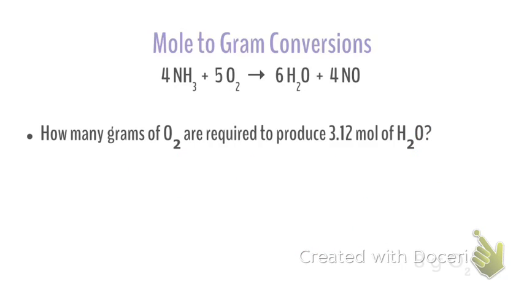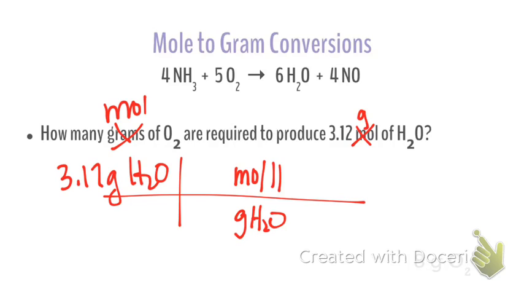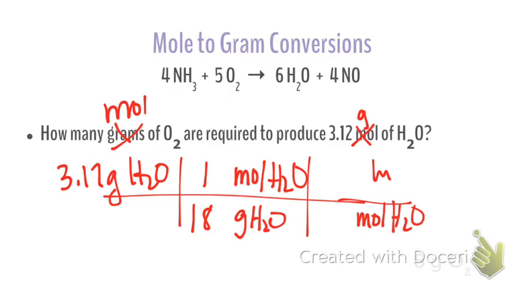Questions with that? What would happen if we started in grams and were asked to go to moles, right? What if this said grams and this said moles, right? We'd do it a little bit different, right? I would go 3.12 grams of water. I'd go grams of H2O, moles of H2O, and then I would go moles of H2O to moles of oxygen, and then I would stop, right?